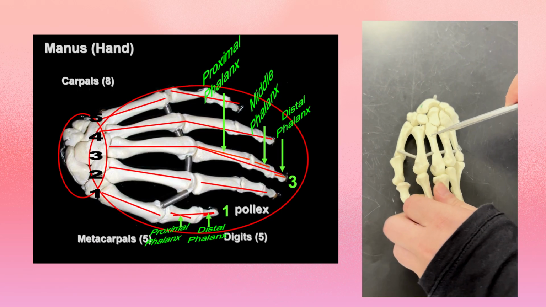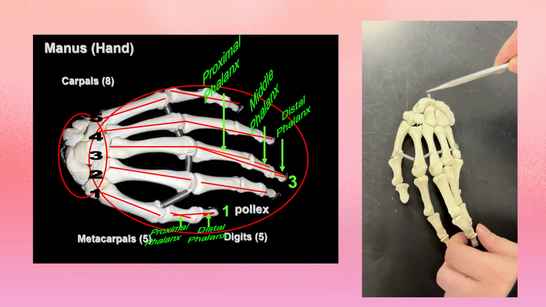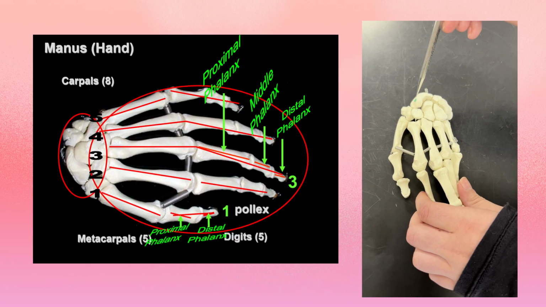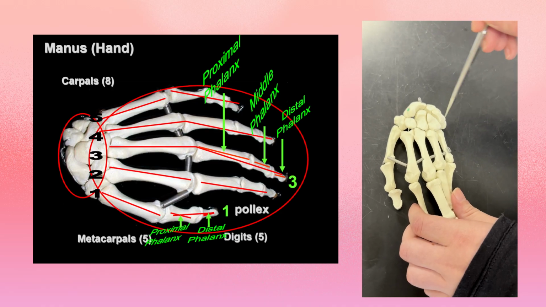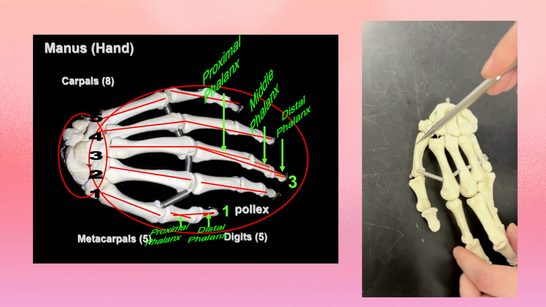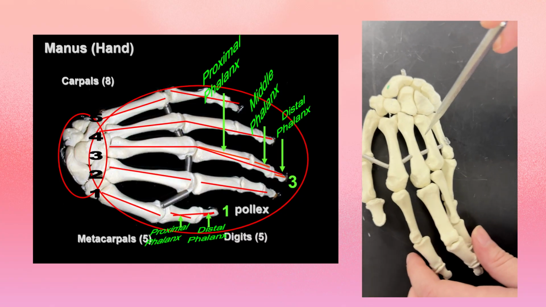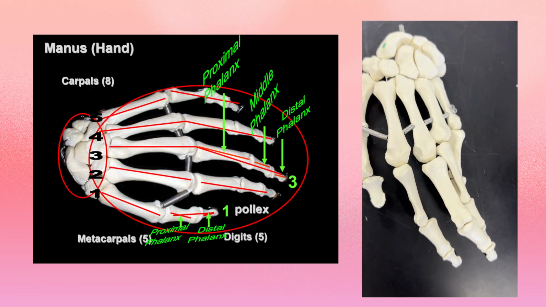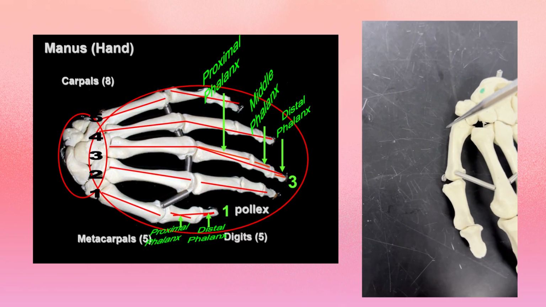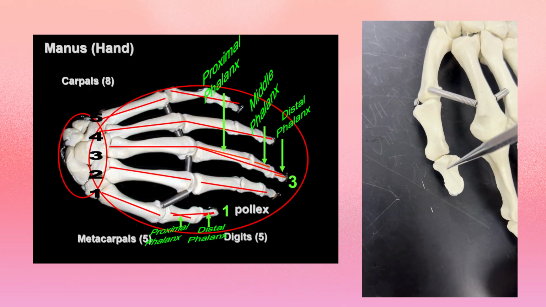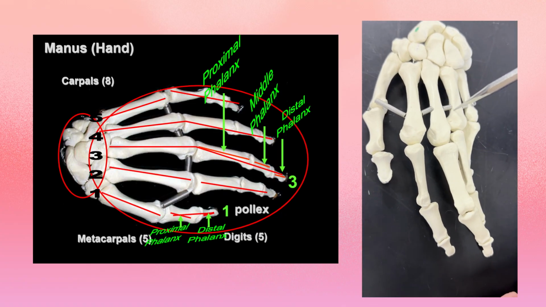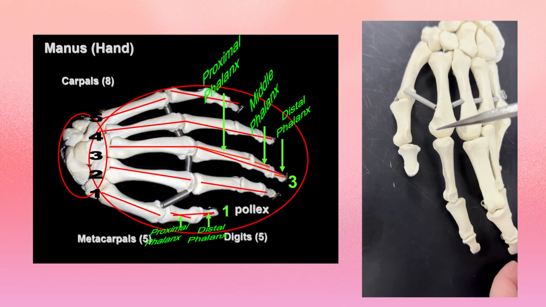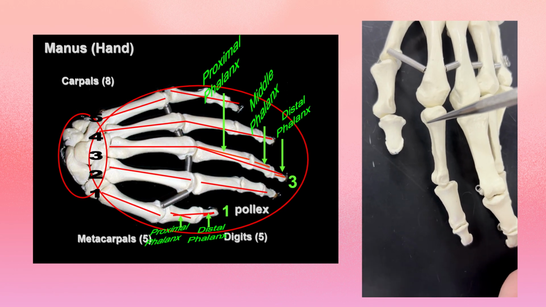This is the manus, this is the anterior side, this is the posterior side. There are 8 carpals, 1, 2, 3, 4, 5, 6, 7, 8. There's 5 metacarpals, 1, 2, 3, 4, 5. This is the pollex. It has a proximal phalanx and a distal phalanx. And then the other 4 digits have a proximal phalanx, a middle phalanx, and a distal phalanx.